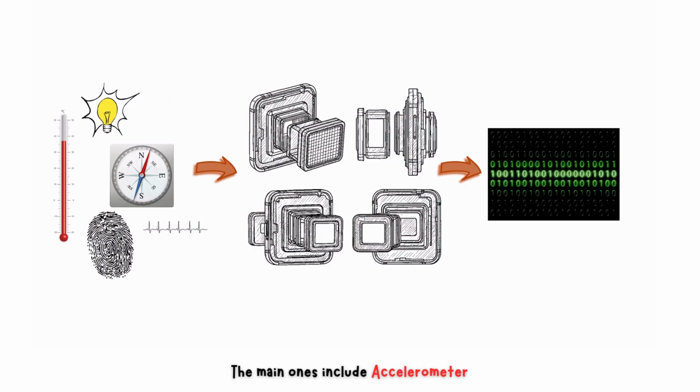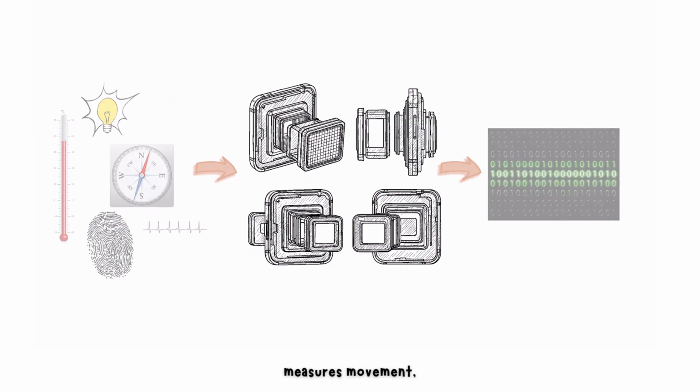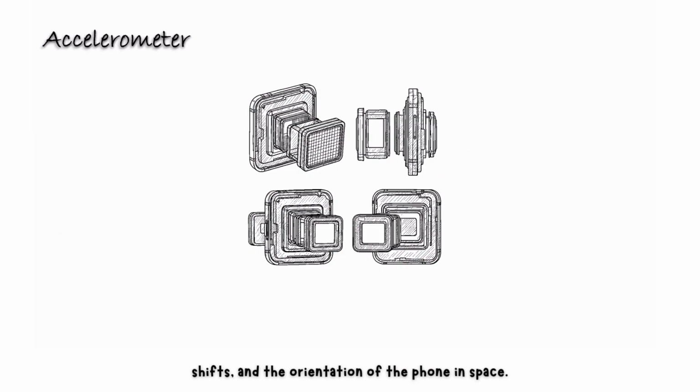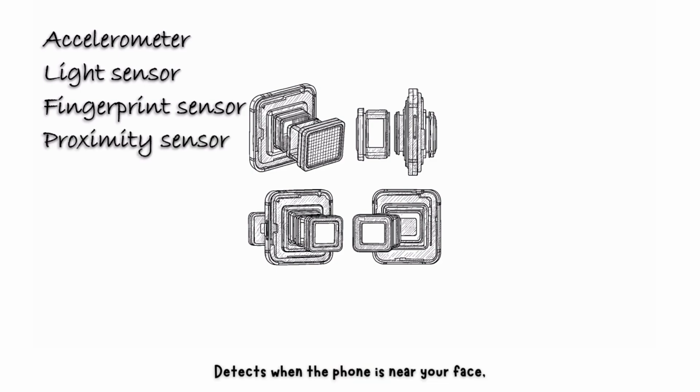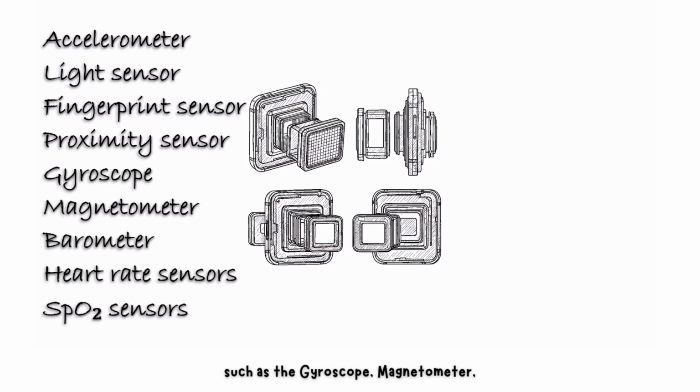The main ones include accelerometer, measures movement, shifts, and the orientation of the phone in space. Ambient light sensor, measures the amount of light around the device. Fingerprint sensor, detects the unique features of a fingerprint used to unlock the phone or authorize payments. Proximity sensor, detects when the phone is near your face, preventing accidental touches during calls. And many others, such as the gyroscope, magnetometer, and barometer.